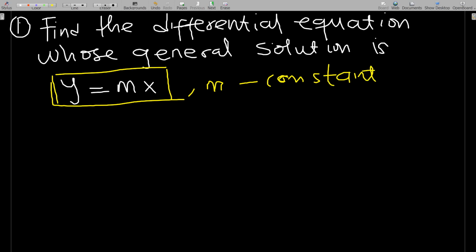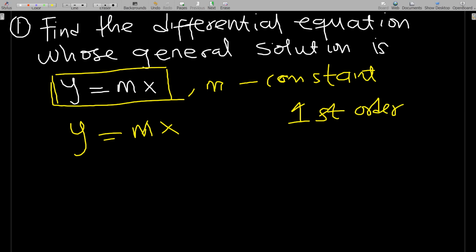One thing we should know is that given a general solution like this, you count the number of constants. The constant here is just m, so you have only one constant. The moment you know the number of constants, you know that the differential equation you get should be of the order of the number of constants. The number of constants here is just 1, so our differential equation should be a first order differential equation.